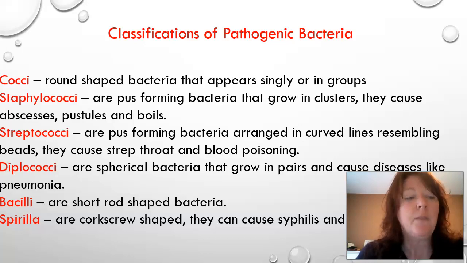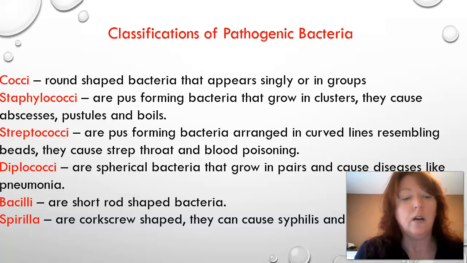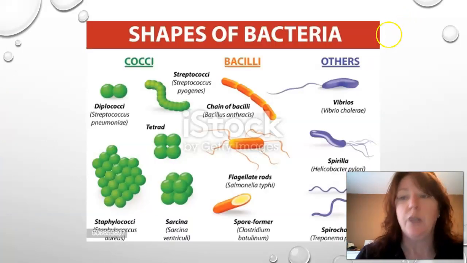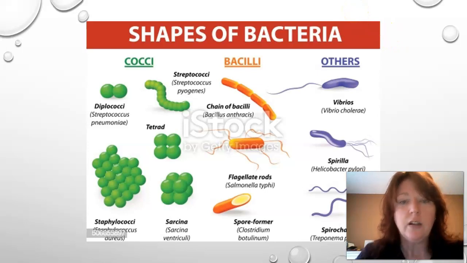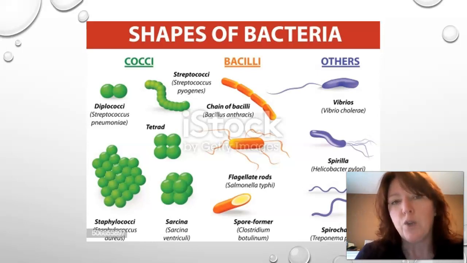And you've heard people have a staph infection. That's what that means. And streptococci are pus-forming bacteria arranged in curved lines resembling beads. They cause strep throat and blood poisoning. Diplococci are spherical bacteria that grow in pairs and cause diseases like pneumonia. And bacilli are short, rod-shaped bacteria, and spirella are corkscrew-shaped, and they can cause syphilis and Lyme disease. So here's a good picture of what the shapes of the bacteria look like. There's also a good picture of them in chapter 5 in your textbook.